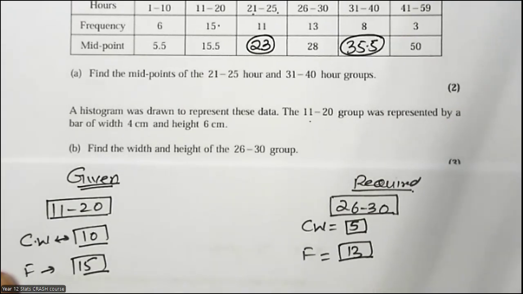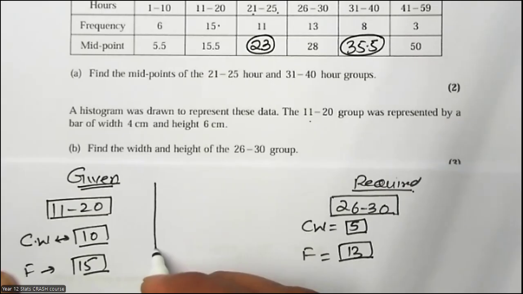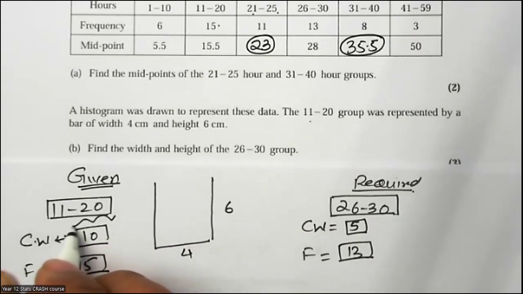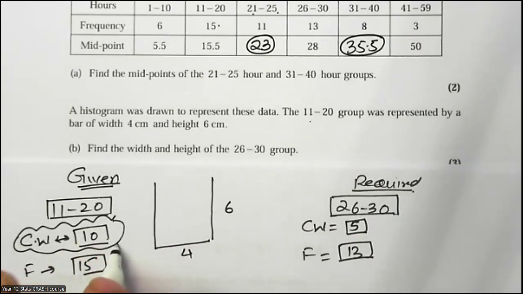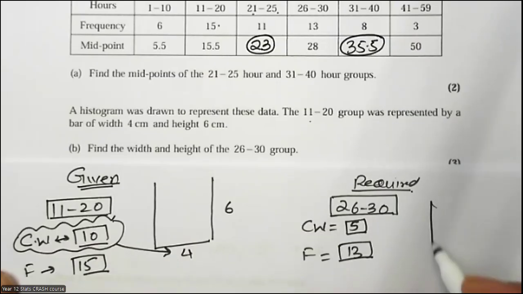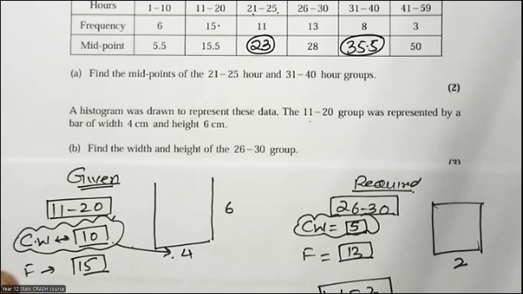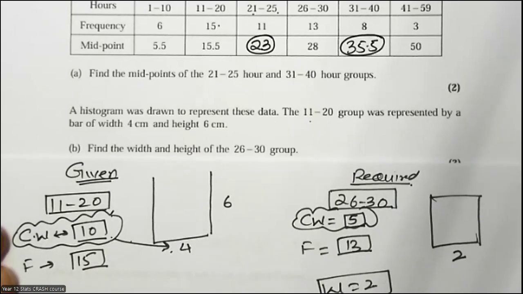So we'll be using this to work out our answer. For the given one, I've been given the width and the height of this as well. The width is 4 and the height is 6. Okay, let's start this, people. The width is the easiest one. Class width of 10 is represented by 4. So class width of 5 would be represented by half of that 4, so that's 2. So guys, the width is 2. That's your first answer.